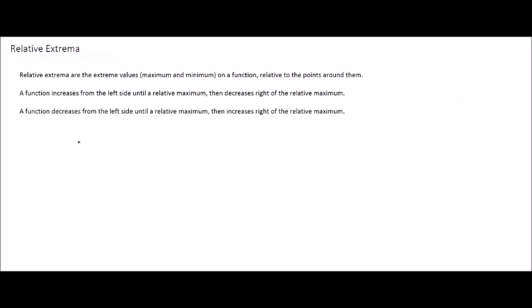Now, on certain graphs, like a parabola for instance, a relative maximum may also act as what's called an absolute maximum, which means the absolute highest value. So here, a local maximum, which clearly occurs right here, there are no values at any point on this parabola that are higher than this.